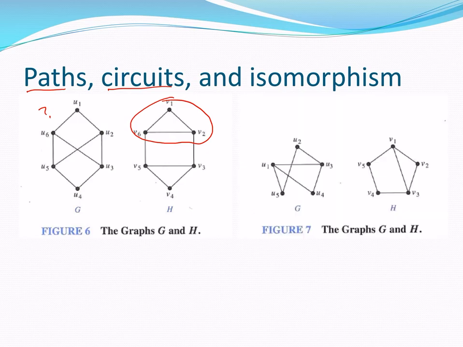Figure 7, with graphs G and H, are they isomorphic? Well, here I have a cycle of length 3, and in H and G I have a cycle of length 3. I also have a cycle of length 4 by those marked edges. And I also have a cycle of length 5 if I go to this edge first and do that. So 1, 2, 3, 4, 5.